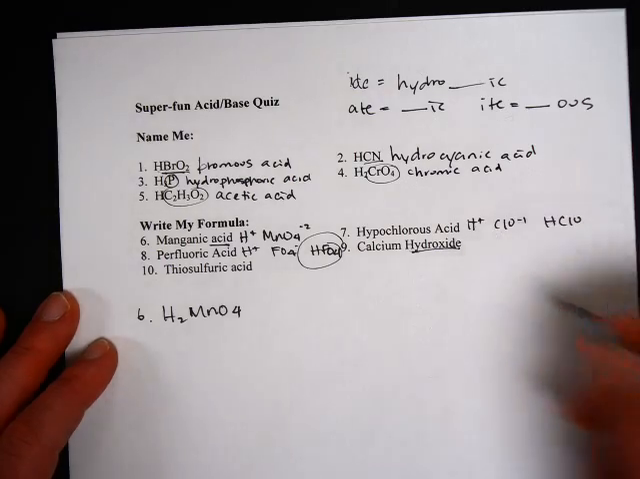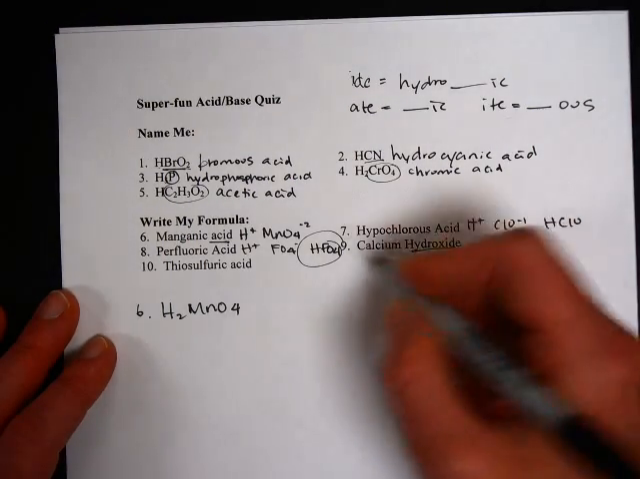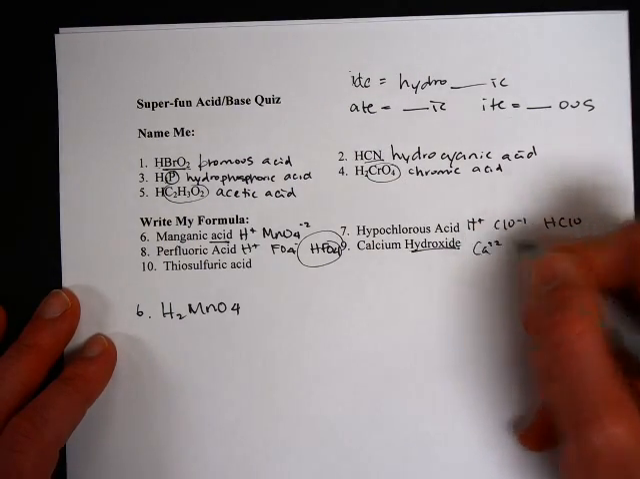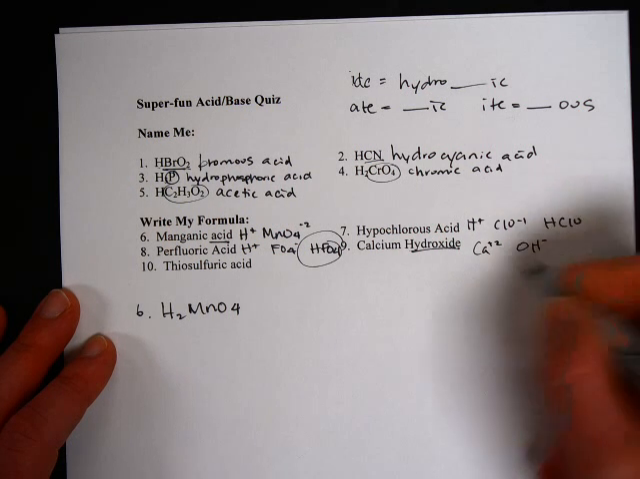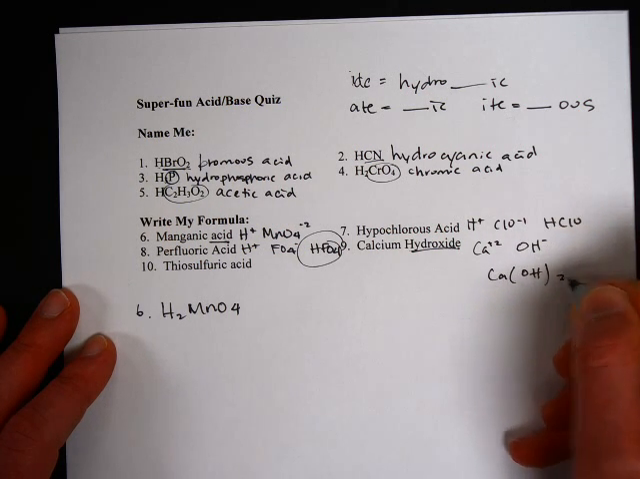Hydroxides, these aren't acids, so don't try and name them or write them weird. Calcium hydroxide is just calcium, which is +2, hydroxide, which is -1. This is a base, and you get Ca(OH)2.